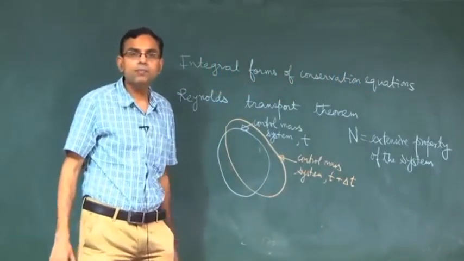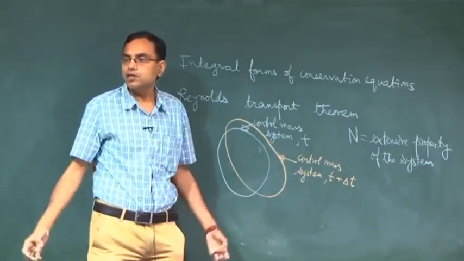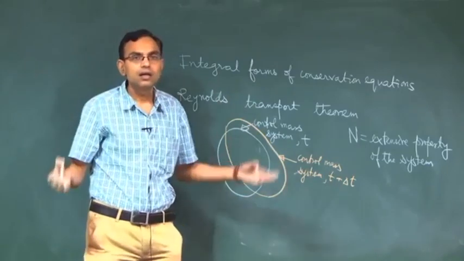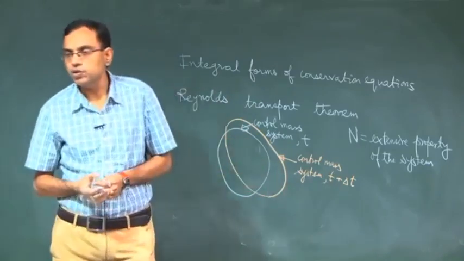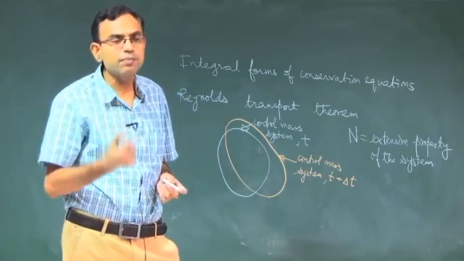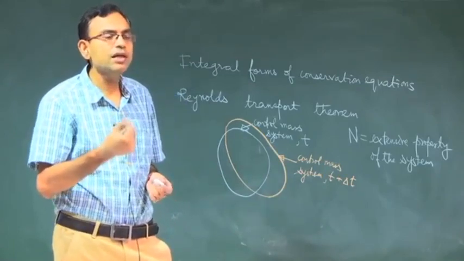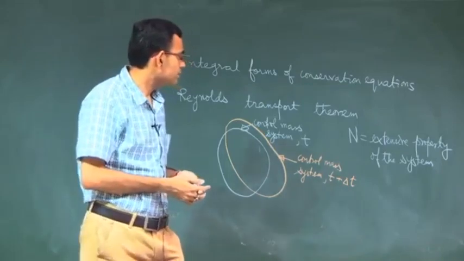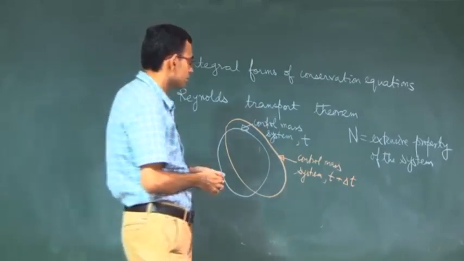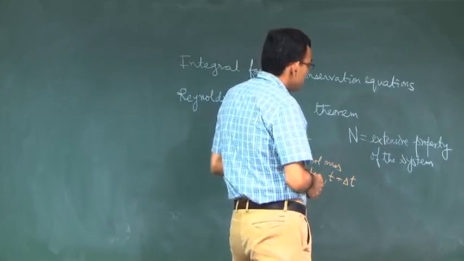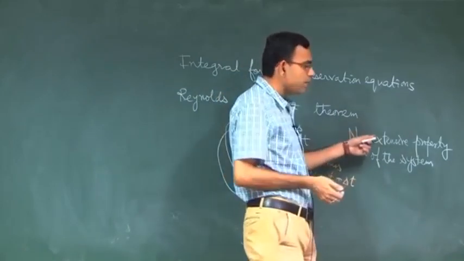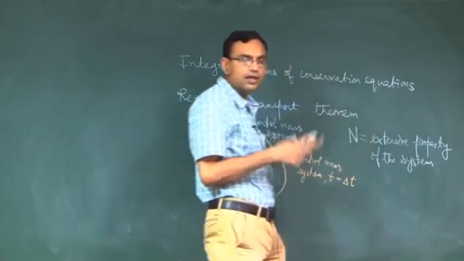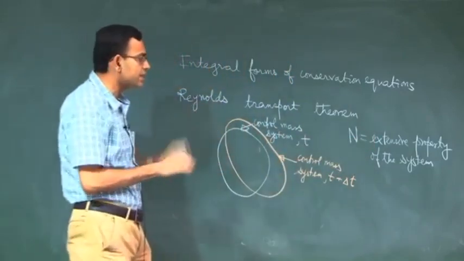Extensive property means a property that depends on the extent of the system, that is total mass dependent property. So extensive property per unit mass are normally called intensive properties or specific properties. Remember, this extensive property itself could be a scalar or a vector. It need not necessarily be a scalar, it is just defined as a property.